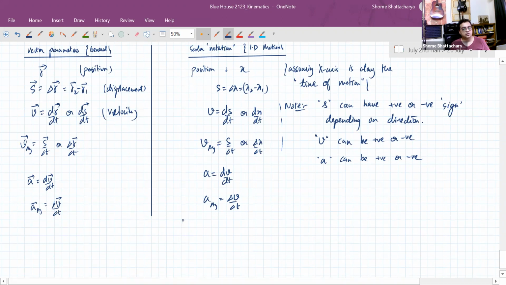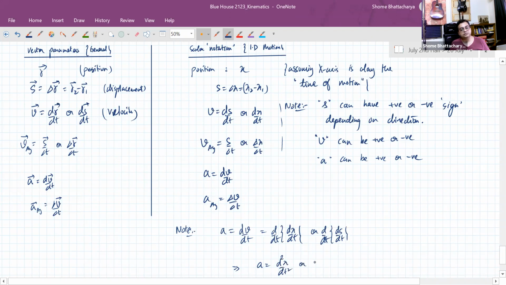Okay. Now, the other thing is that when we express the instantaneous acceleration as instantaneous rate of change of velocity with respect to time, we can also express it as second derivative of position or displacement, whichever we want to say, with respect to time. Therefore, instantaneous acceleration is also expressed as a second derivative.